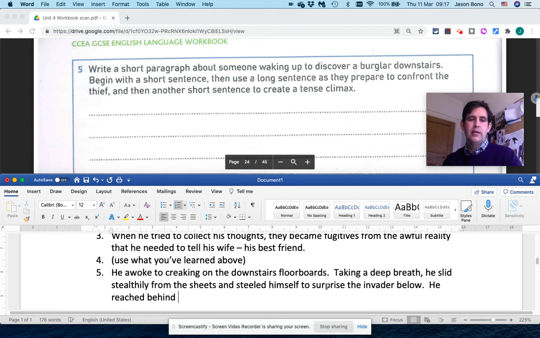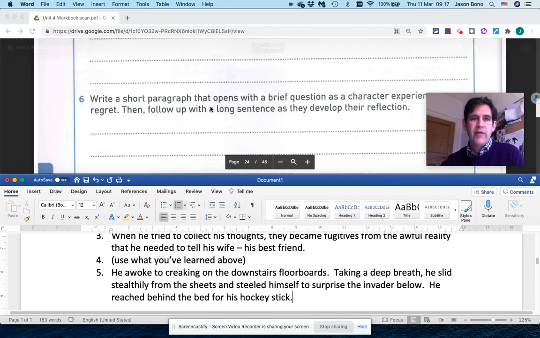Reached behind the bed for the hurl. Isn't that what you call from hurling, or maybe the hockey stick? Just say for his hockey stick to keep it short. He reached behind the bed for his hockey stick. Now that, I think, adds drama because it creates tension, because you realize he's going to be trying to hit somebody with a heavy blunt object, which suggests drama. So that's 5. That's my version.